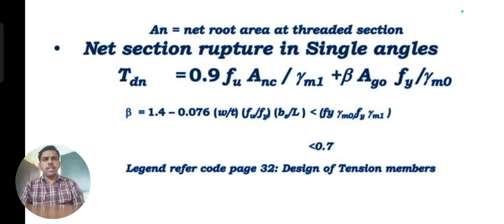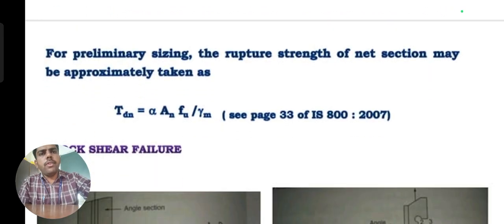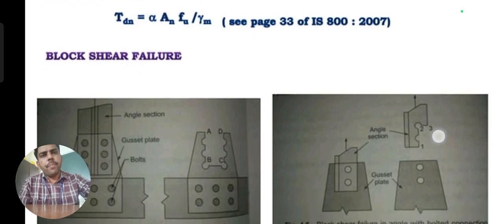This is also given in the IS code. We are following IS 800 2007 only. On page number 32, it is directly displayed using this formula based on IS 800. And coming to the yielding situation, alpha An Fu by gamma m1. And coming to block shear.